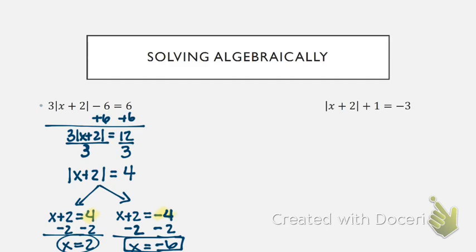Same thing here. I'm not going to explain near as much, but I need the absolute value piece by itself. So we need to get the absolute value piece by itself. So I need to move the 1.